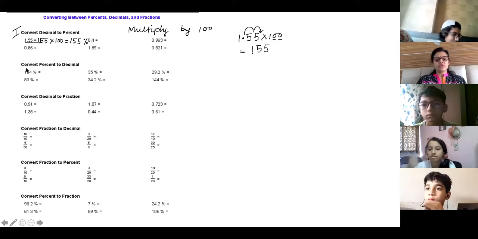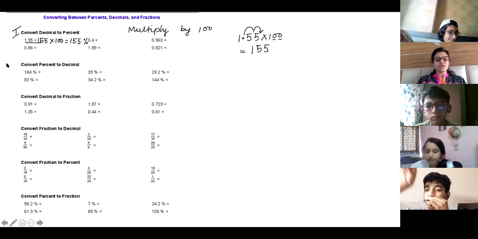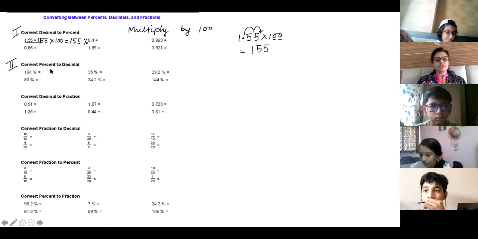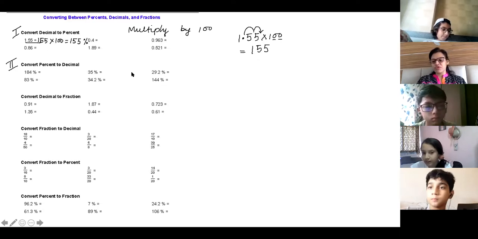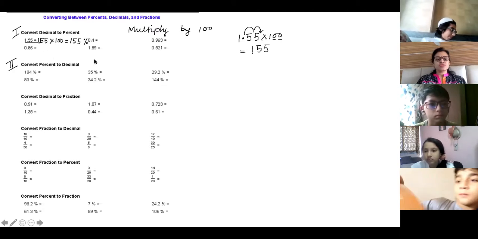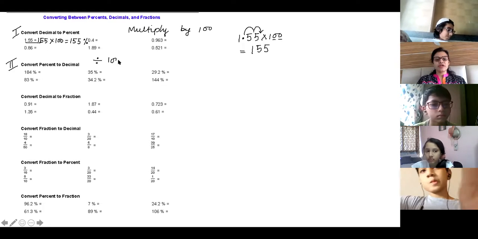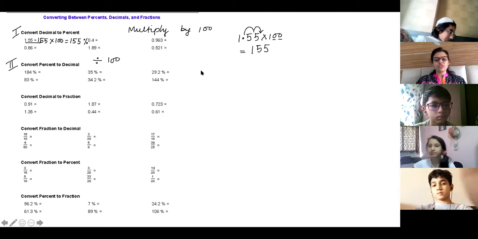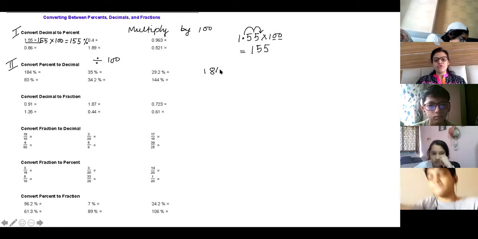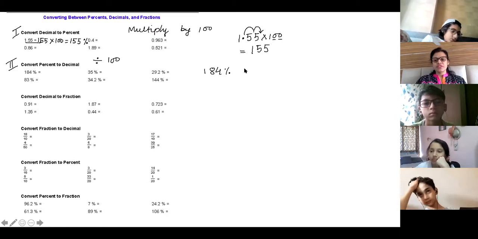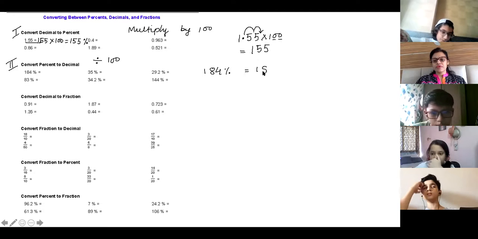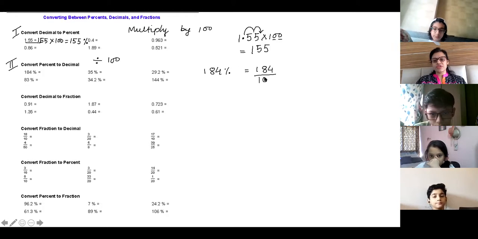Okay. Now, convert percent to decimal. What do we do in converting percent to decimal? Reverse. What do we do? We divide by 100. So you have to divide by 100. So how will you write? Suppose I'm doing the first question, 184%. You will remove the percent and write 184 by 100. Correct. Then you will simplify it.